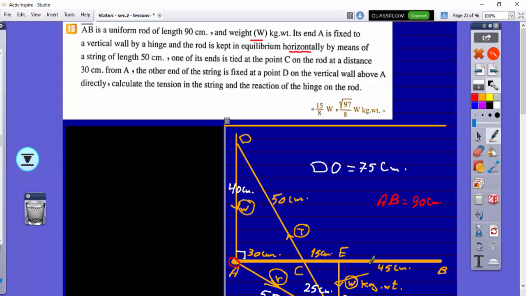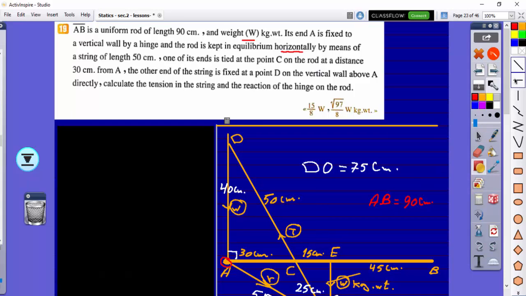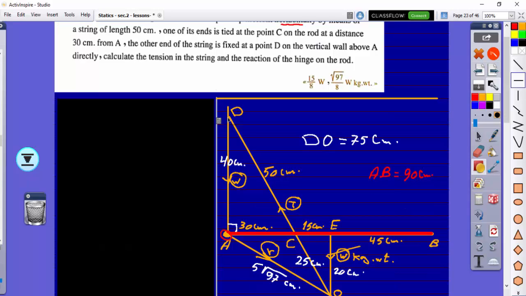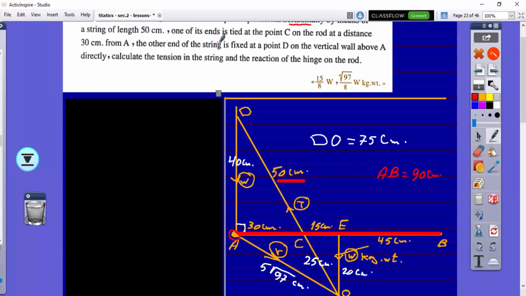So we draw AB in a horizontal position. Here is the rod AB, kept in a horizontal position by means of a string of length 50 centimeters. Here is the string, of length 50 centimeters. One of its ends is tied at a point C on the rod. Here is point C on the rod, at a distance of 30 centimeters from A. So the length of AC equals 30 centimeters.